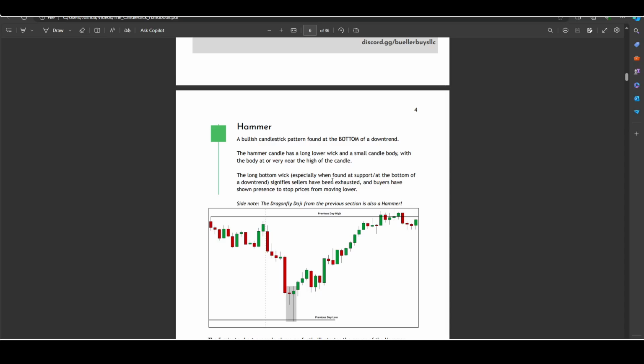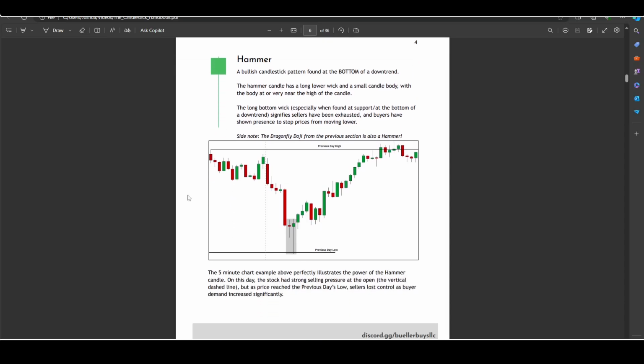Did I miss any part? Signified sellers have been exhausted and buyers have shown presence to stop prices from moving lower. Kind of what we talked about. Side note, the dragonfly doji from the previous section is also a hammer. There you go. I was going to say, they're basically all the same thing. You're basically just seeing different strengths.